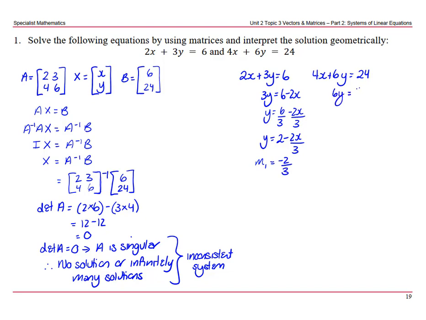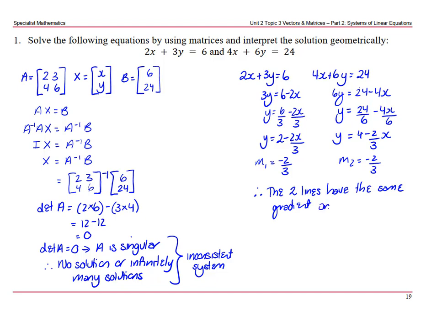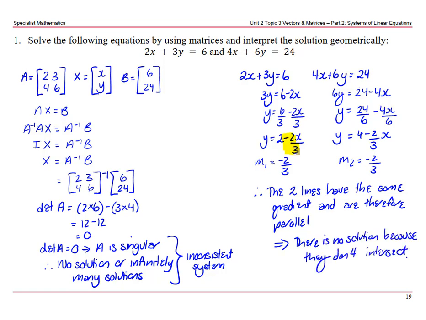Rearrange our second equation. So we get 24 minus 4x. Divide everything by 6. So that becomes 4 minus 2 over 3x. So my second gradient is also negative 2 over 3. So therefore, the 2 lines have the same gradient and are therefore parallel. And that's why there is no solution. And so the key is you can see that that gradient is the same in both lines. So that's one form of inconsistent solution. Let's look at another example.